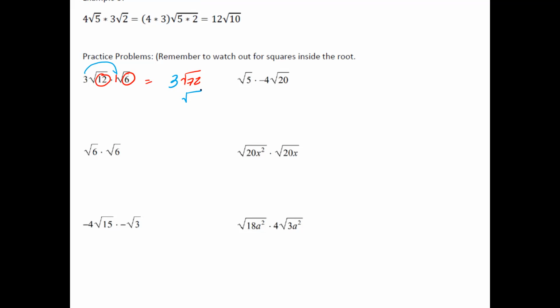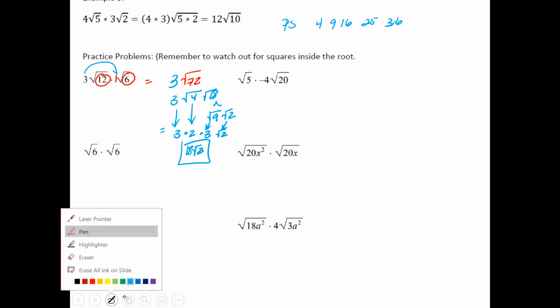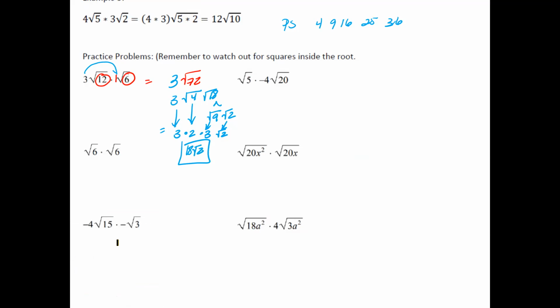So what goes into 72 that is a perfect square? Well, remember your perfect squares are 4, 9, 16, 25, 36. Well, 4 times 18 is a 72, and I can break down that 18 to a 9 and a 2. So then my answer is going to be square root of 4 is a 2, square root of 9 is a 3, and you bring down that square root of 2. So 18 square root 2 is your answer. Now that I went ahead and did this one, I'm going to have you guys try this one on your own.